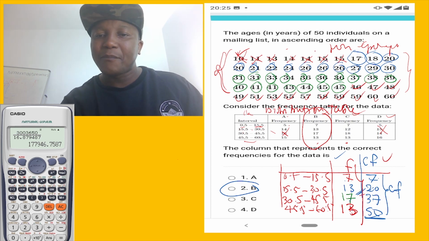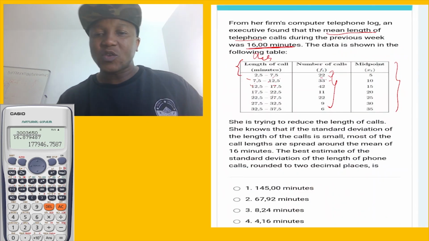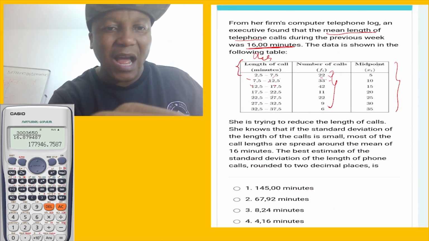See how we got. But now they didn't give us this, they gave us already this table, like that and that. Now there's something called class midpoint. How do you get class midpoint? Let me explain to you.